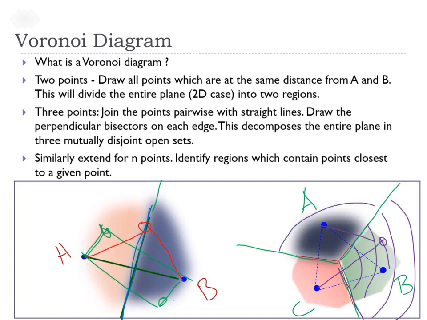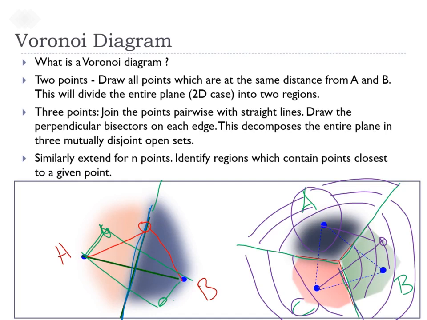Similarly, for A, we have this region for which A is the closest location, and for any point belonging to this other region, C will be the closest location. This is the simplest Voronoi diagram. If we have more points, then in a similar, iterative way, we can proceed to construct the Voronoi diagram.